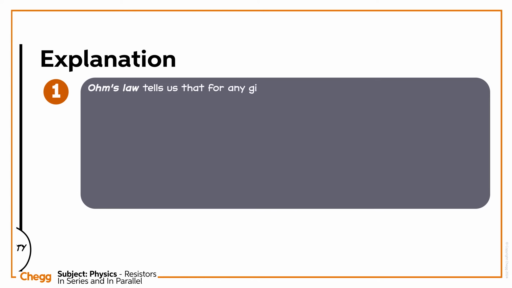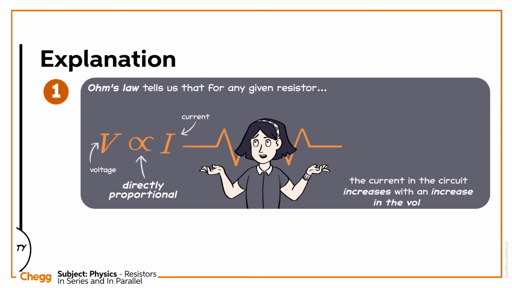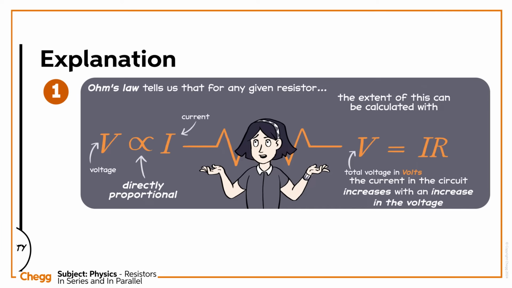Ohm's law tells us that for any given resistor, the voltage, V, and the current, I, are directly proportional. For a given resistor, the current in the circuit increases with an increase in the voltage, and the extent of this can be calculated with the equation V equals IR, where V is the total voltage in volts, I is the current in amperes, and R is resistance in ohms, represented by the Greek letter omega.